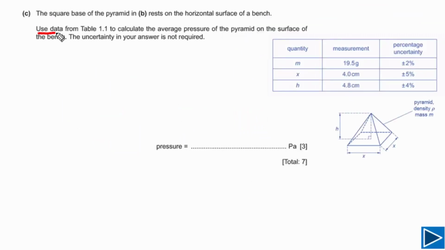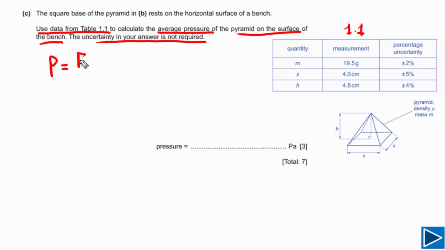For part C, we need to use data from table 1.1, and this is table 1.1. We need to calculate the average pressure of the pyramid on the surface of the bench. Uncertainty is not required in our answer as it is given here. First, we need to understand how to calculate pressure. Pressure is simply equal to force over area in contact. Force in this case is equal to the weight of the pyramid, and that is the force exerted by the pyramid on the bench. Simply we can write force is equal to mg, and A is the area in contact.